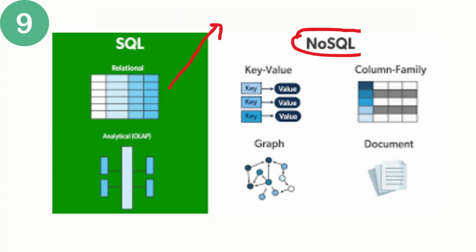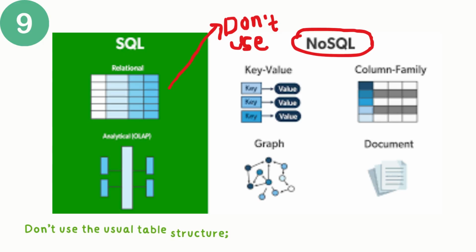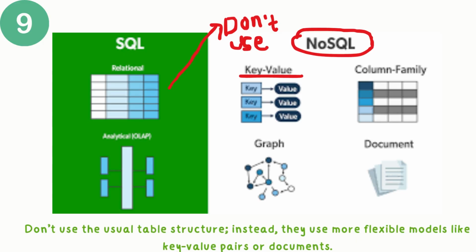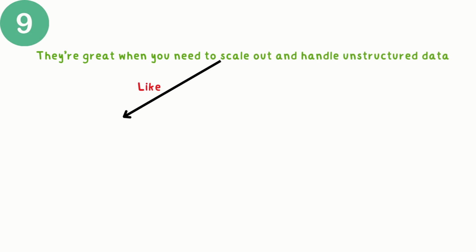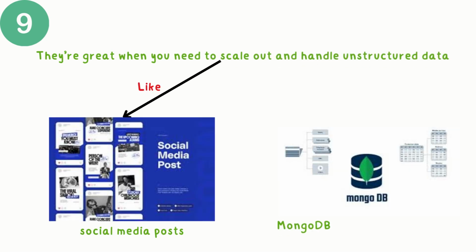And then there's NoSQL databases. These don't use the usual table structure. Instead, they use more flexible models like key-value pairs or documents. They're great when you need to scale out and handle unstructured data like social media posts. MongoDB is a well-known example.